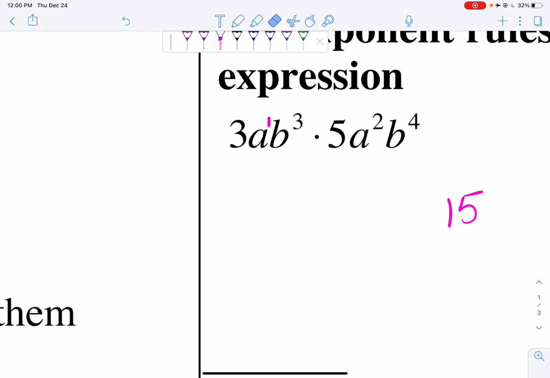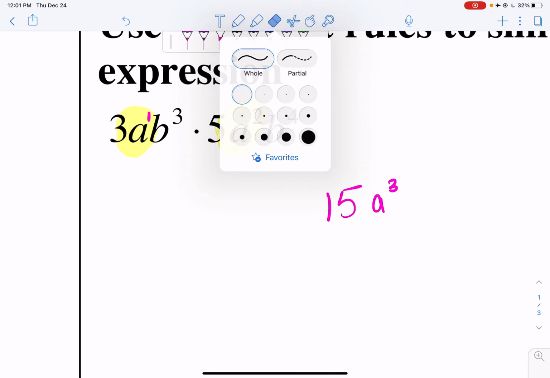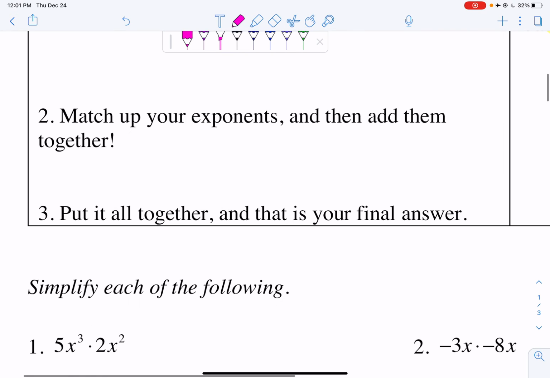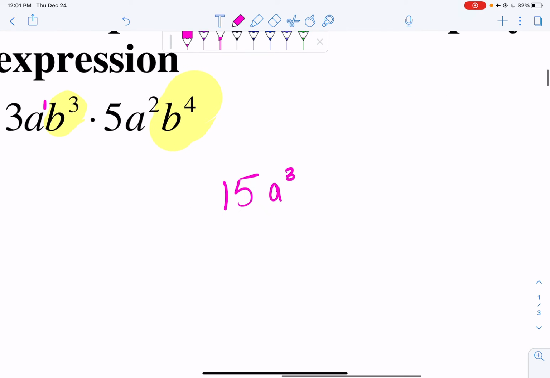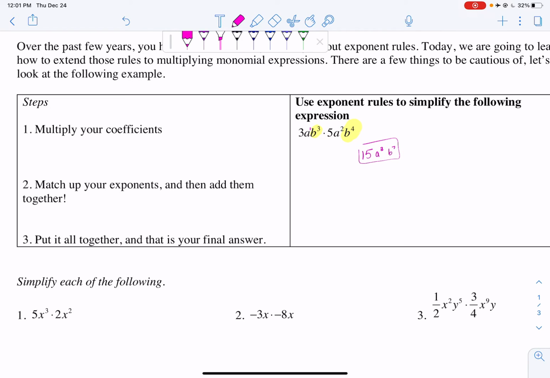And what we're going to do is line up our a's together. So I'm going to highlight my a's. And you just do 1 plus 2. 1 plus 2 is 3. So I get a to the third. Now I'm going to erase my highlight. And now we're going to multiply b to the third and b to the fourth. Well, again, you are adding your exponents. So 3 plus 4 is 7. And I'm doing it on my b, so it's b to the 7th. And that's my final answer. 15a to the third, b to the 7th. And that's step 3. Put it all together, and that's your final answer.